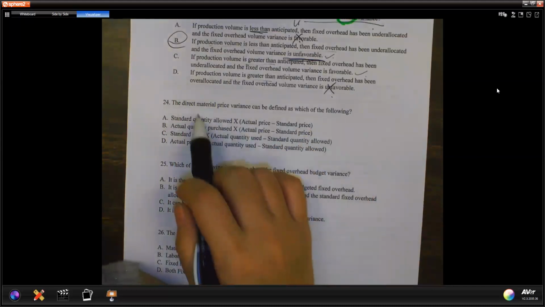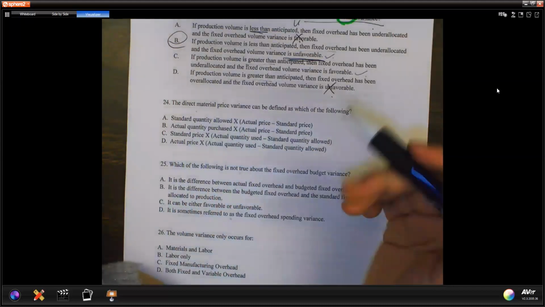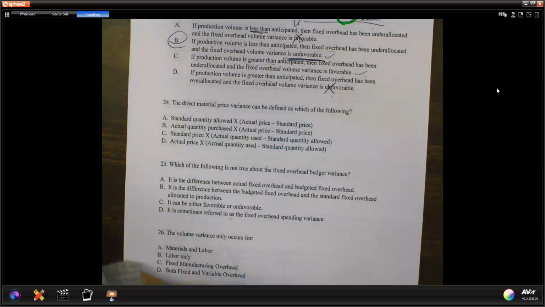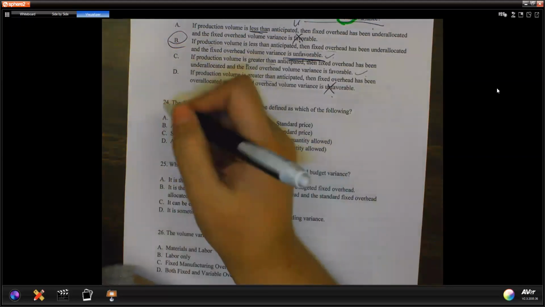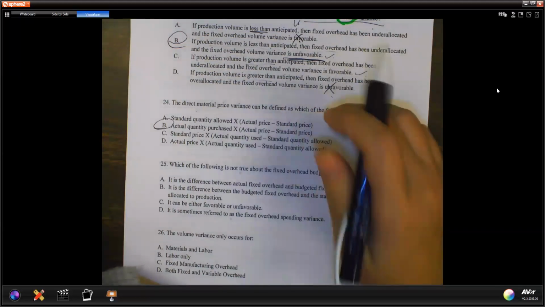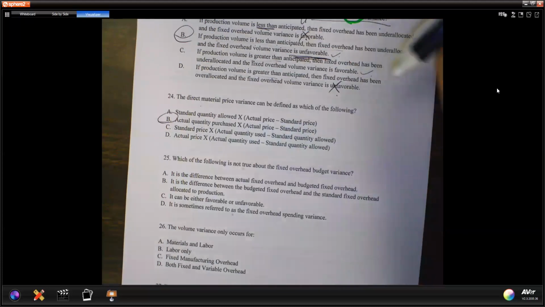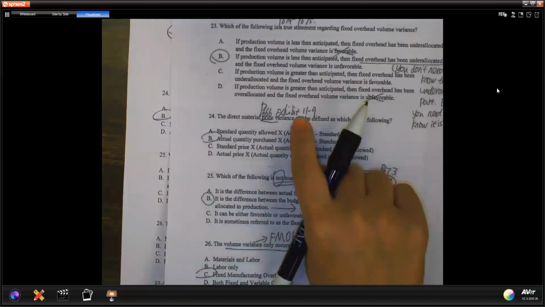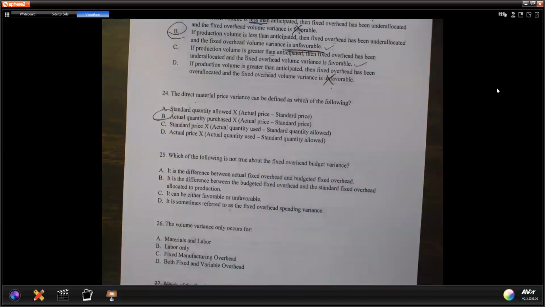Question 23, direct material price variance. As I said, I'm not going to ask you the formula. So the answer is B. I'm not going to read it. If it helps you, just go ahead. You have all the formulas in the textbook. But I'm not going to ask you in the exam.